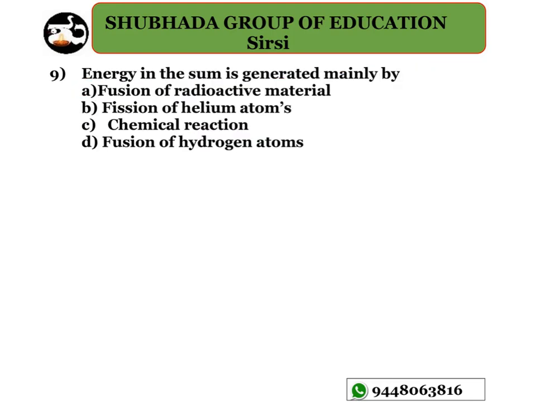Energy in the sun is generated mainly by fusion of radioactive material, fission of helium atoms, chemical reaction, or fusion of hydrogen atoms. So it's a theory-based question, and that's the reason why the energy in the sun is generated mainly by fusion of hydrogen atoms. Option D is the right answer for this question.